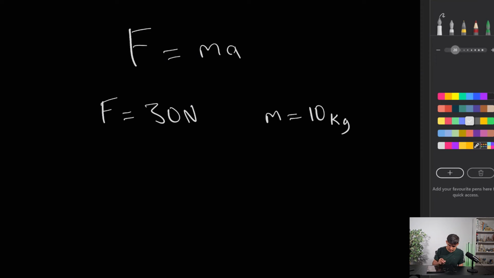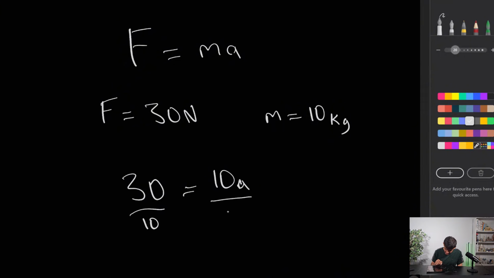So we can just put that into the equation. So 30 equals 10a. Now we have to work out a to calculate the acceleration. So how would we do this? Well, we just divide both sides by 10 to get a on its own. So then we'd get a equals 30 over 10, which is 3. So the acceleration is equal to 3 meters per second squared.